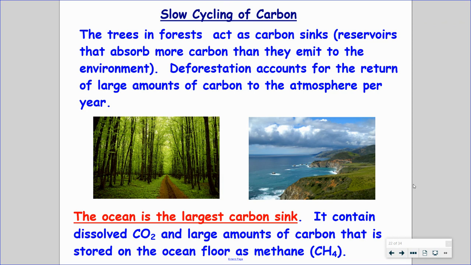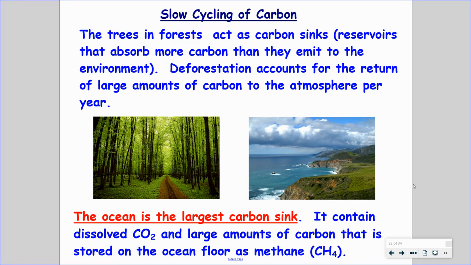The slow cycle is a bit of a different story. The slow cycle of carbon happens when we talk about trees and the ocean. Trees in the forest act as large carbon sinks. Essentially, that just means they absorb a ton more carbon than they actually emit into the environment. That's why when you hear about whole rainforests being cut down, or not planting enough trees to replace the ones that were cut down, it's really detrimental to our environment, because we release tons of carbon into the atmosphere with nowhere to store it. That just hangs out in our atmosphere, which is one of the leading greenhouse gases.